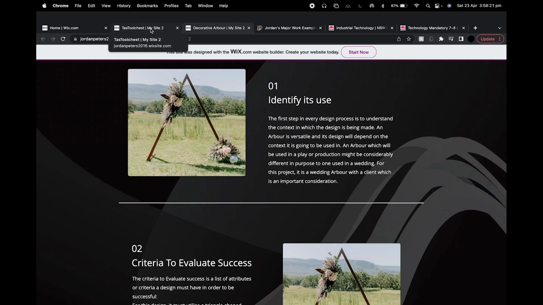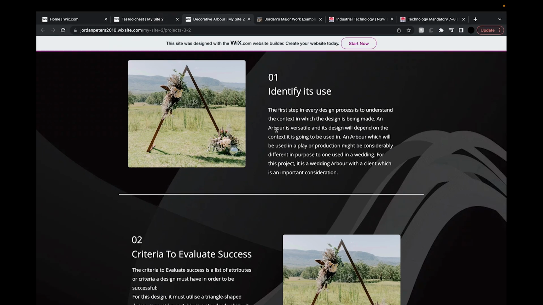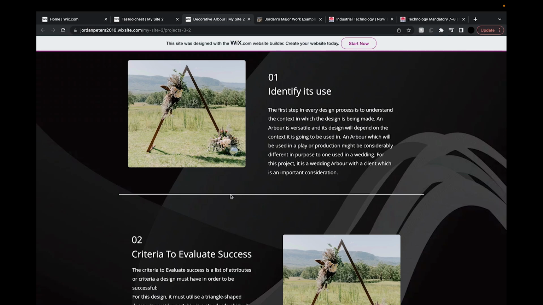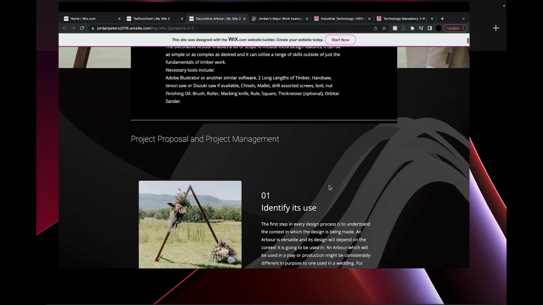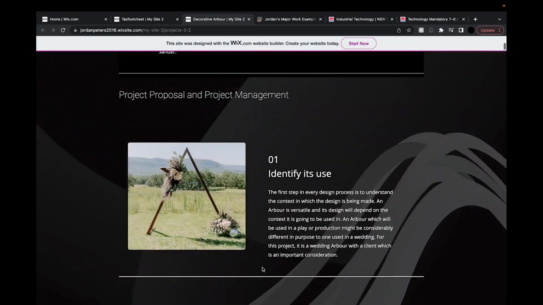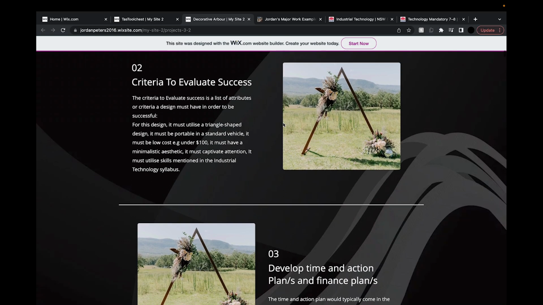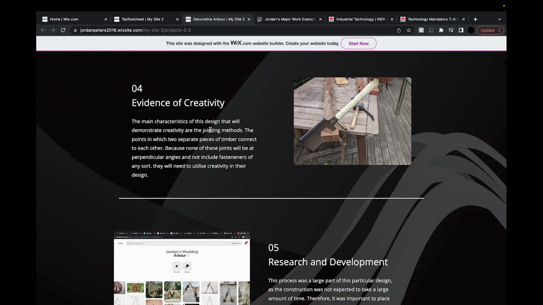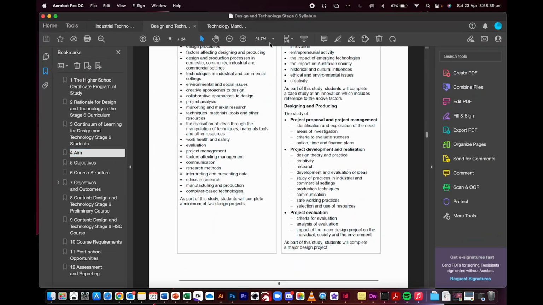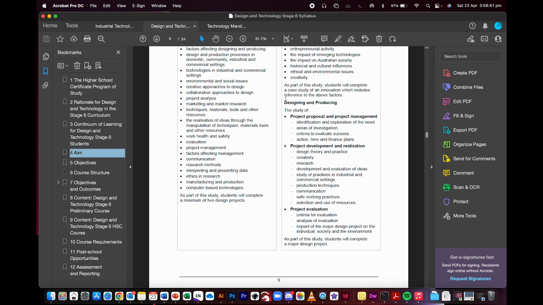And then the same is true for the technology mandatory. This is well above and beyond what you would need for technology mandatory in terms of what the folio would require. So I'll now go through how these headings and this content is related to this syllabus. So I had it open before, but as you can see, the designing and producing. All right, so this is basically an outline of how the folio should be structured.